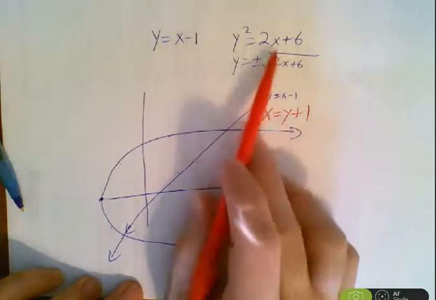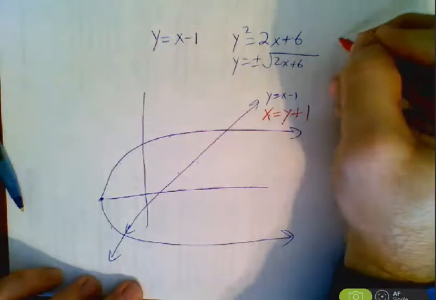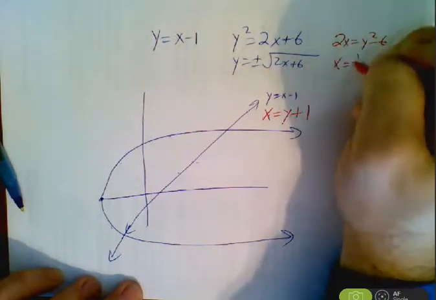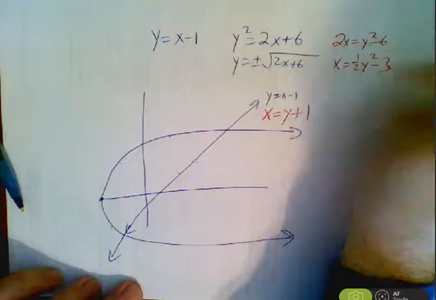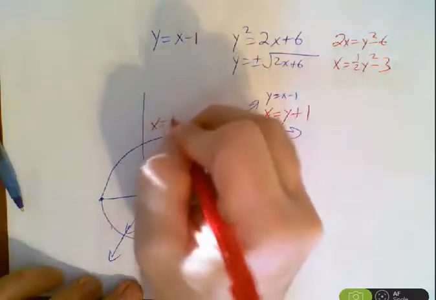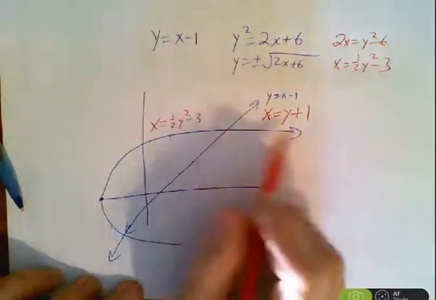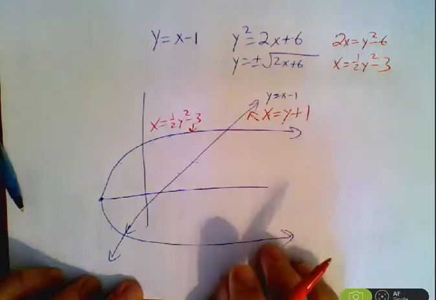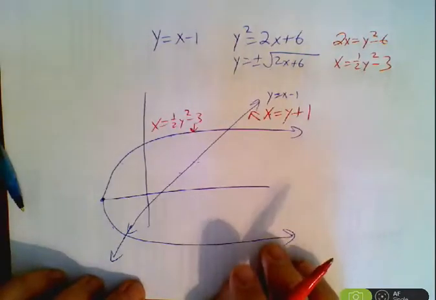This one, a little more annoying. This one's going to be, let's see, 2x equals y squared minus 6. So x equals 1/2 y squared minus 3. So this is x equals 1/2 y squared minus 3, and that is literally this curve. Okay? So same idea, just in terms of y instead of in terms of x.